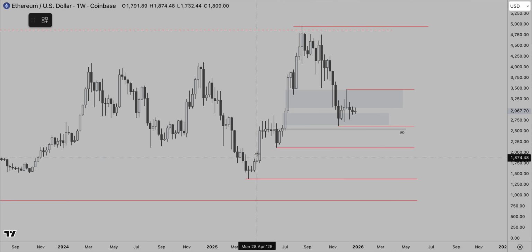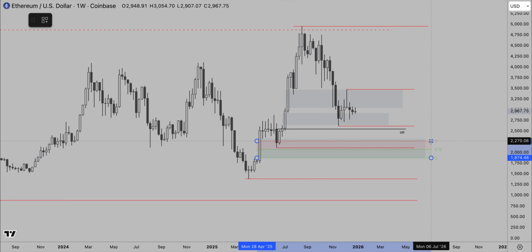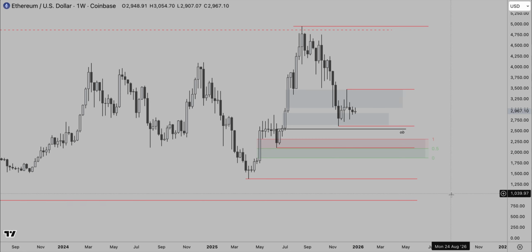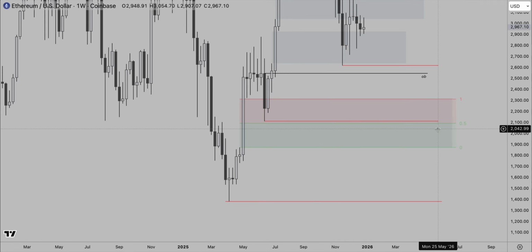Now we can see some areas down here. We have a fair value gap down here. We haven't actually tapped into the 50% of this fair value gap, or have we? Let's just zoom into that and have a look. No, we haven't. So this is known as your consequent encroachment.